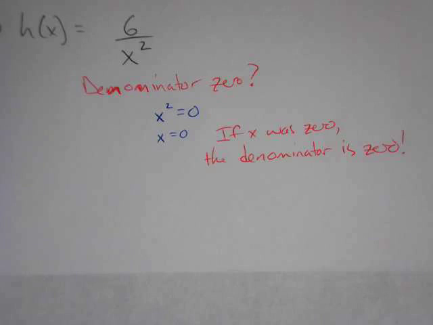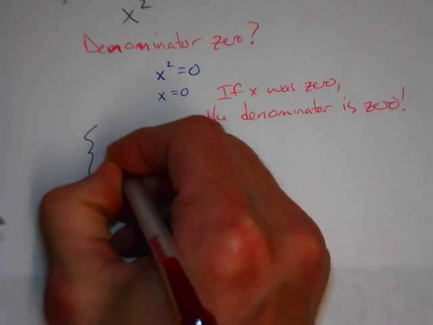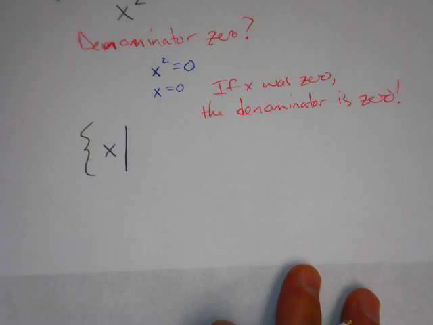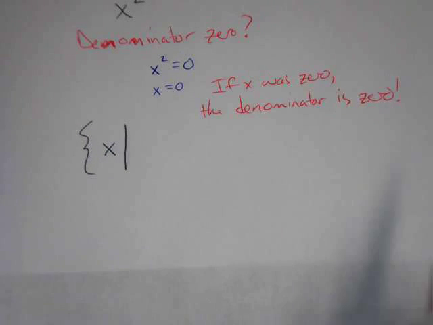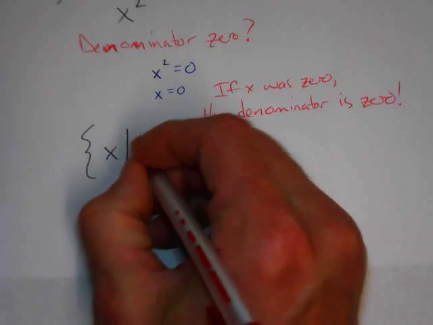So how are we going to list that in set builder notation? We need our bracket, we need our x, and our identifying line. And all we're saying is that x can't be 0. That's all we're saying, right? X can't be 0. So how will I write that?